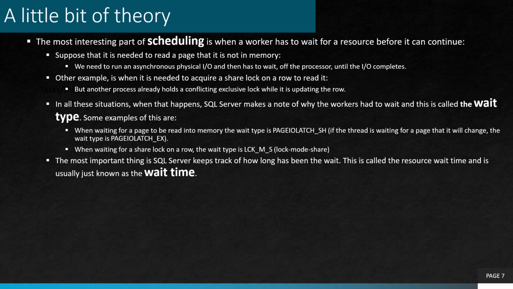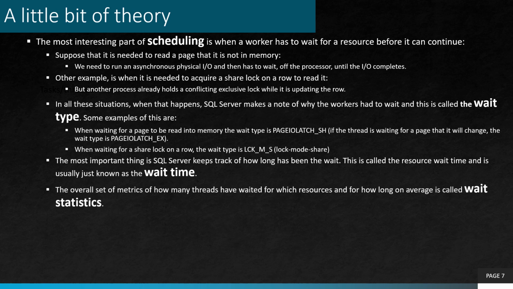Another topic that is very important is how much time the worker needs to wait. That is called wait time. So for the reasons we have right now, the first concept is the wait type, what it is waiting for. Wait time is how much time it is waiting. Overall, all these concepts, how many wait types we have and the time, are called wait statistics.